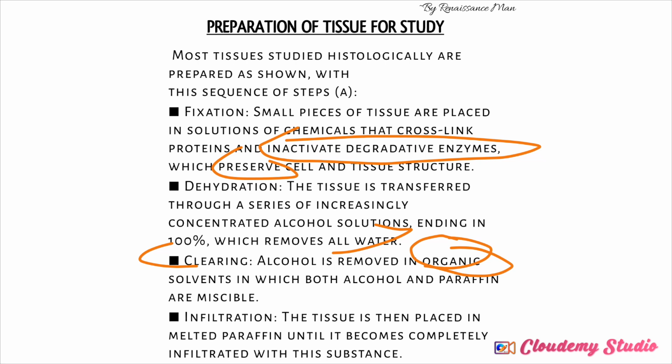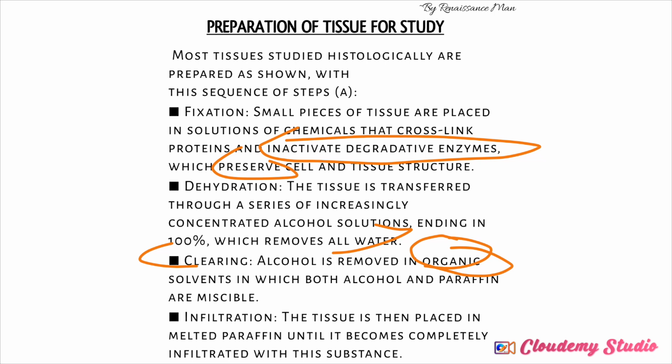We are now going to melt a candle. Once you melt a candle, you are going to place your tissue, from which you have removed the alcohol using organic solvent, inside it. Once you place it inside, you will wait until it becomes completely infiltrated. You understand? It becomes completely infiltrated inside the paraffin wax.